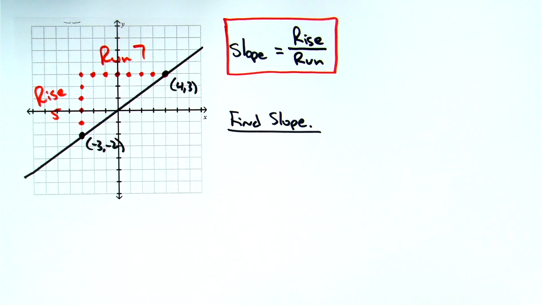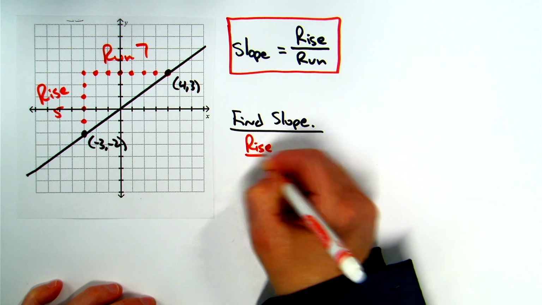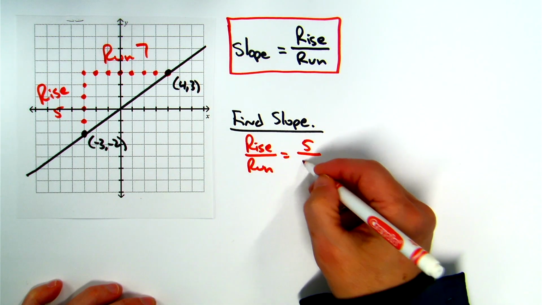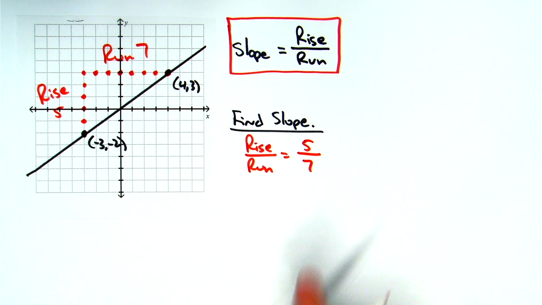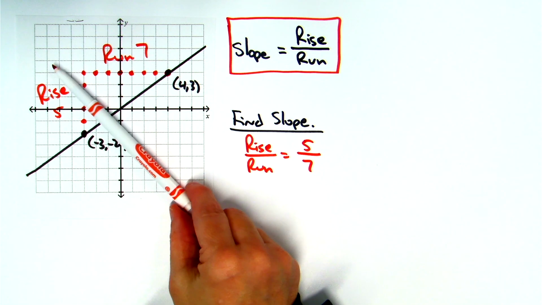So find the slope. What's the slope? It's rise over run. I put the rise, I put the run. My rise number was 5. My run number is 7. Now, does it make sense that a line that starts in the bottom left and goes to the top right has a positive number? If that line had been going the other direction, then my answer had better be negative, and if it's not, then I know I did it wrong.